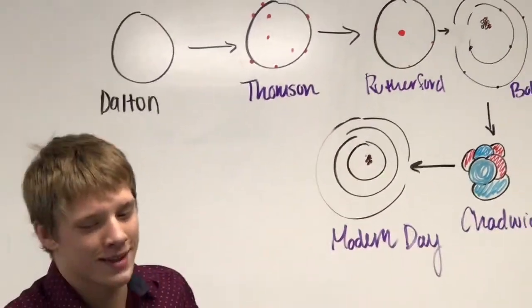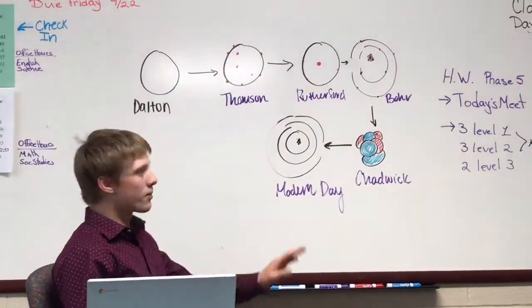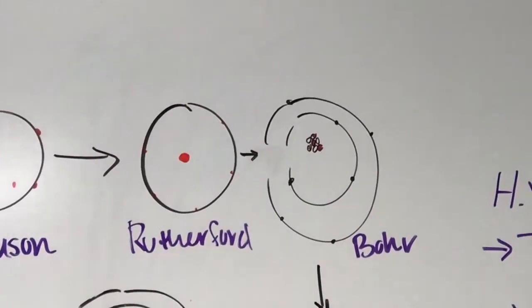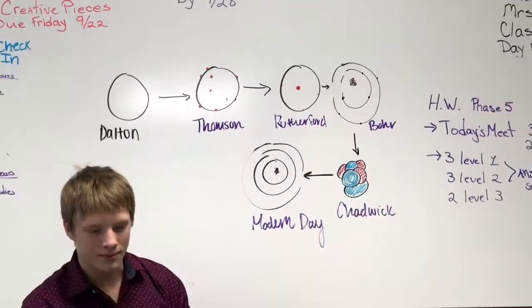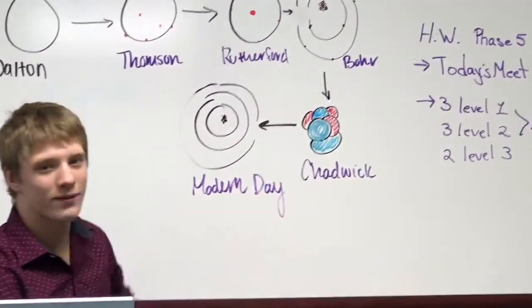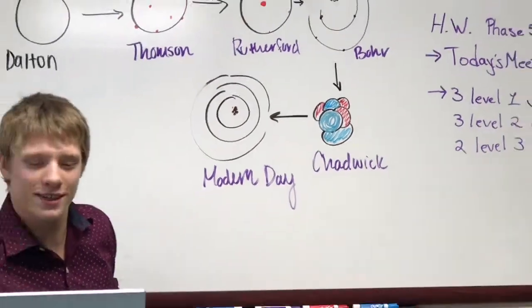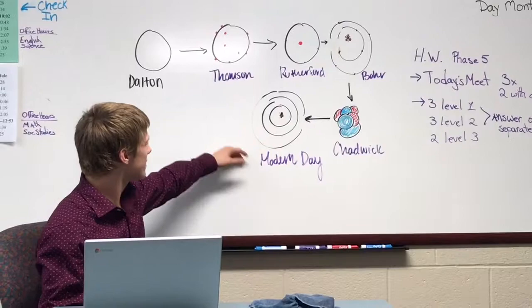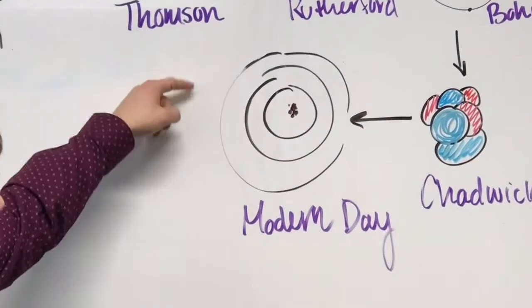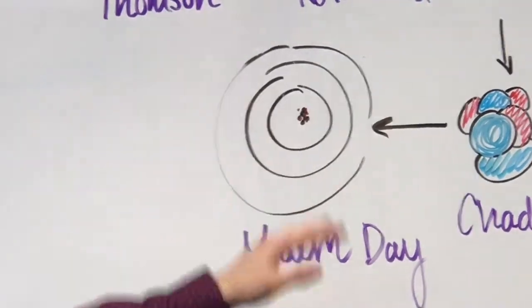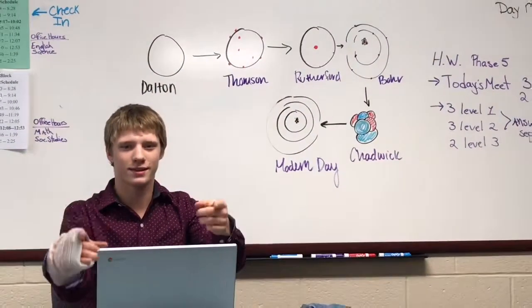Then Niels Bohr proposed that there were electrons that moved around in shells outside the nucleus. And then Chadwick came along and was like, hey, we have neutrons, which have no charge. And now the modern model is a mix. We have the electrons on the outside, and then we have a nucleus with protons and neutrons. That is it.